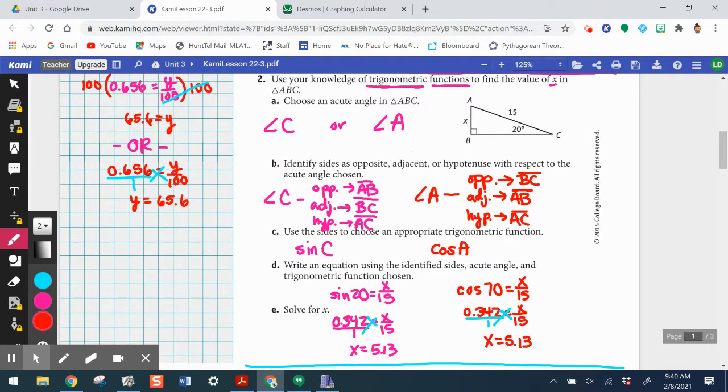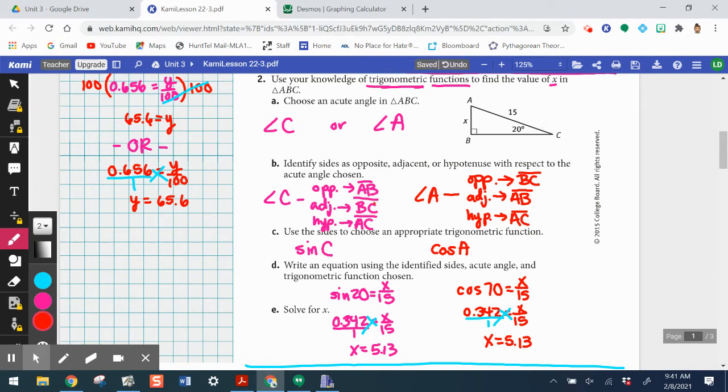So looking at angle C, if angle C is our indicated angle, which is our 20-degree angle, the opposite side is AB, the adjacent side is BC, and the hypotenuse is AC. And remember, the hypotenuse is always going to be opposite of the right angle. So the hypotenuse will always be AC in this right triangle, regardless of which angle you're looking at. So with that in mind, looking at angle A as the indicated angle, opposite side to angle A is BC, which notice is the adjacent side to angle C.